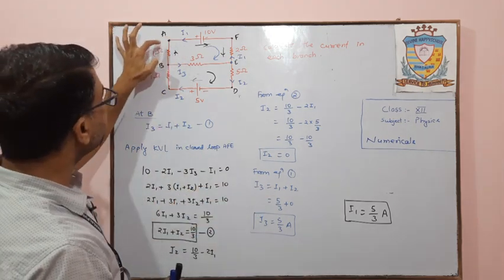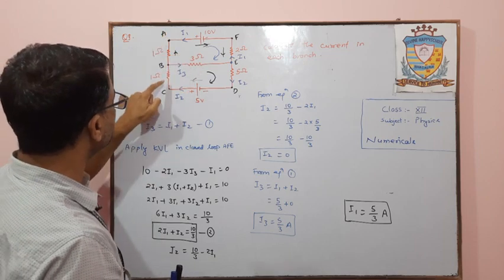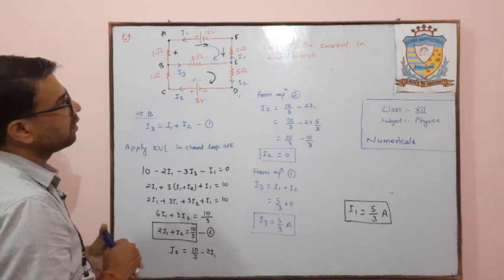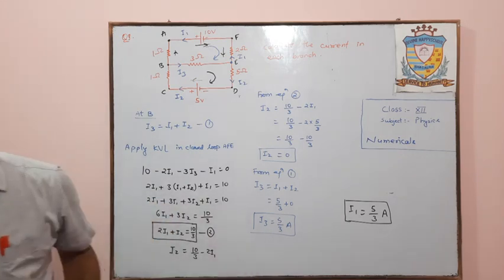So this is the solution of this question. I1 is the current of this branch, I2 is the current through this branch, and I3 is the current in this branch. Okay, so this is the final solution. Next question.